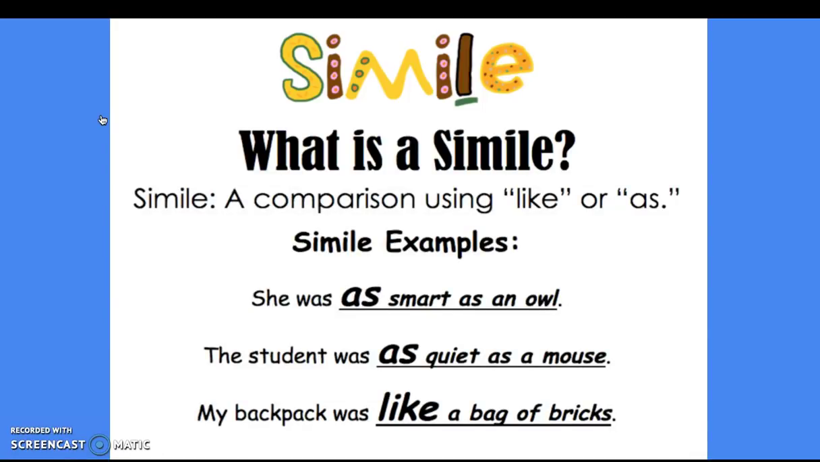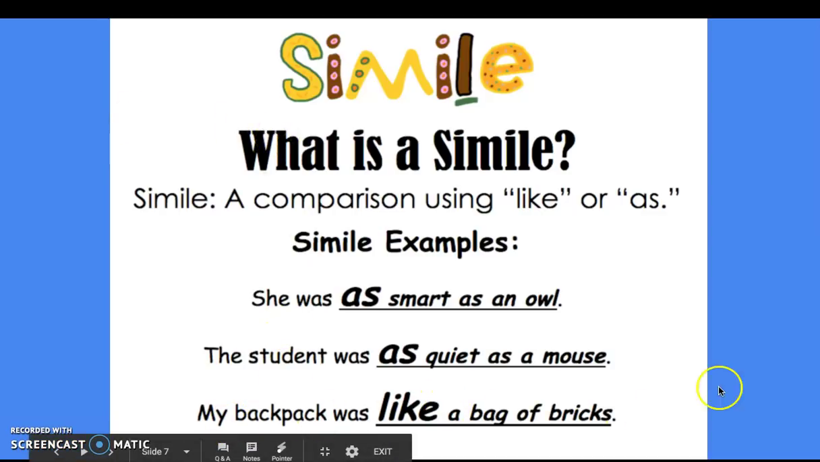Some more examples here are, she was as smart as an owl. The student was as quiet as a mouse. My backpack was like a bag of bricks. So your backpack being like a bag of bricks would mean that it was very heavy.